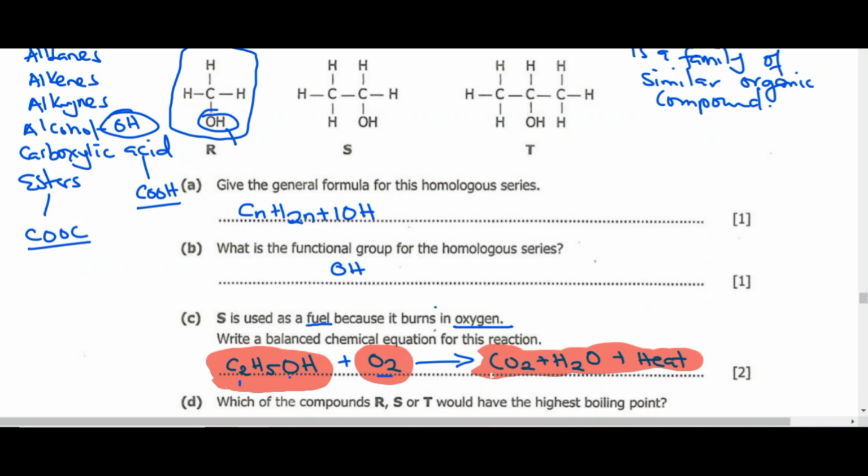Now for us to understand, how do we balance this? Let us find, first of all, hydrogen. Let us put a 3 here, such that when we multiply 3 times 2, we're going to have 6. So here we have hydrogen which is 6, and here hydrogen which is 6. So hydrogen is balanced.